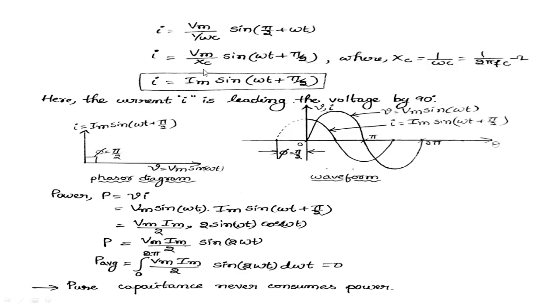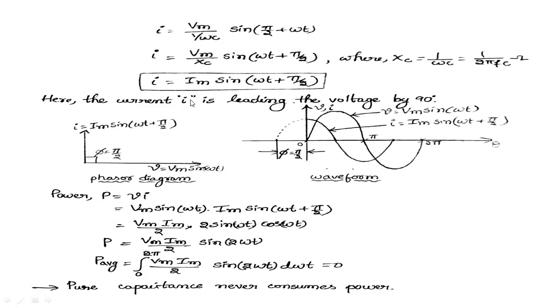Then I equals Vm by Xc, since 1 by omega C is nothing but Xc, the capacitive reactance, times sin of omega t plus pi by 2, where Xc is 1 by omega C. Omega means 2 pi f, so Xc is 1 by 2 pi fC. So I equals Im sin of omega t plus pi by 2.